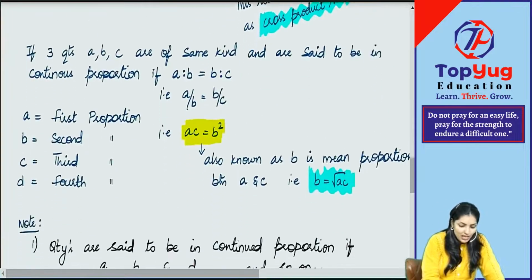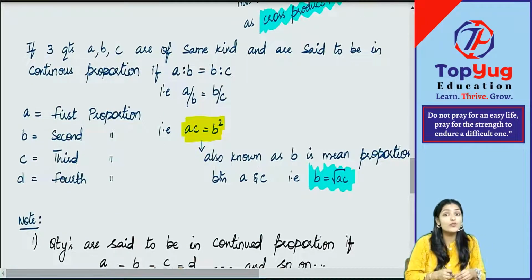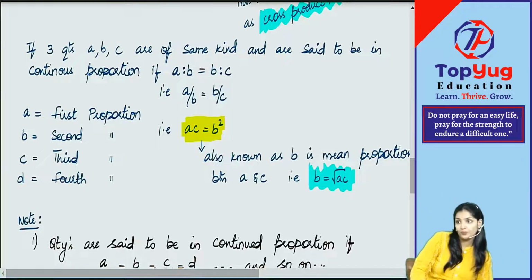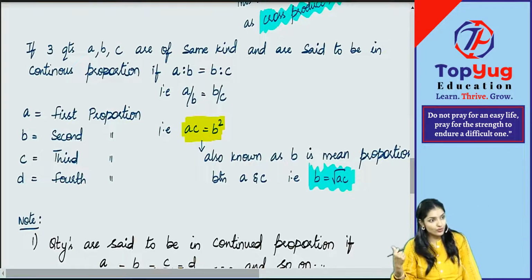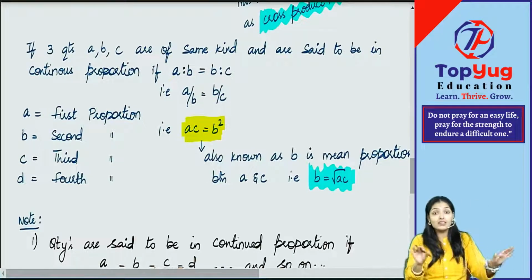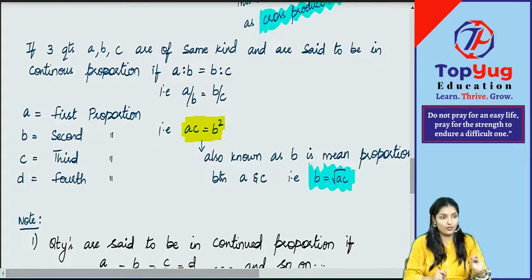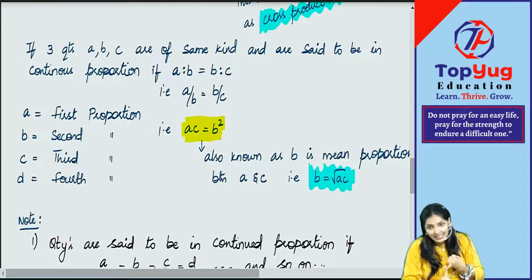Now, till now I have spoken about 4 quantities. Sometimes if you have only 3 quantities, you can still call them in proportion. Like A is to B should be equal to B is to C. You need to have 2 ratios. Are you having 2 ratios over there? It doesn't matter whether the terms are 3 or 4. All it matters is, do you have 2 ratios or not? So A is to B is equal to B is to C, thereby you are having only 3 terms.